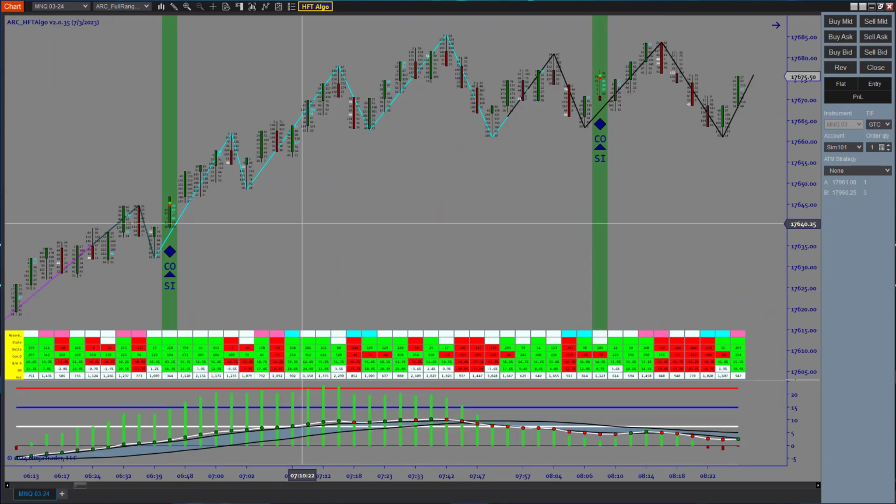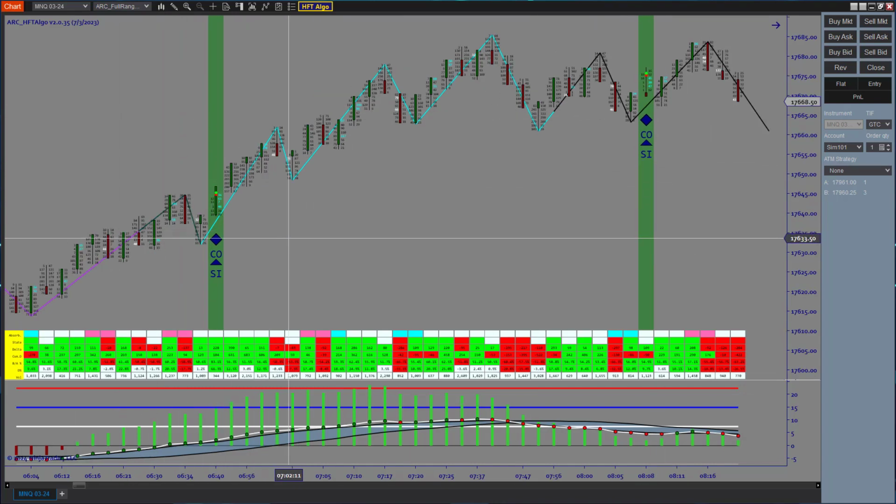What I have here is a chart of MNQ. This is a 30 range tick bar on this market, and you can see we've got some signals lining up here, confluence and stacked imbalances. We've got the momentum, we've got the grid, and let me show you what I've got going on in here.